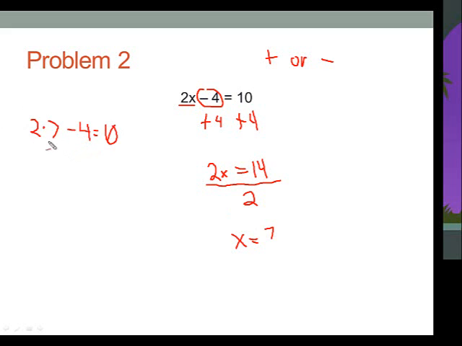Now let me remind you, do not do 7 minus 4. Then you will get 2 times 3 equals 10, which is incorrect. That would be 6 equals 10. So first we have to do this, which is 14 minus 4 equals 10. And now we can do 14 minus 4, which is 10. 10 equals 10. So x equals 7 is our answer.